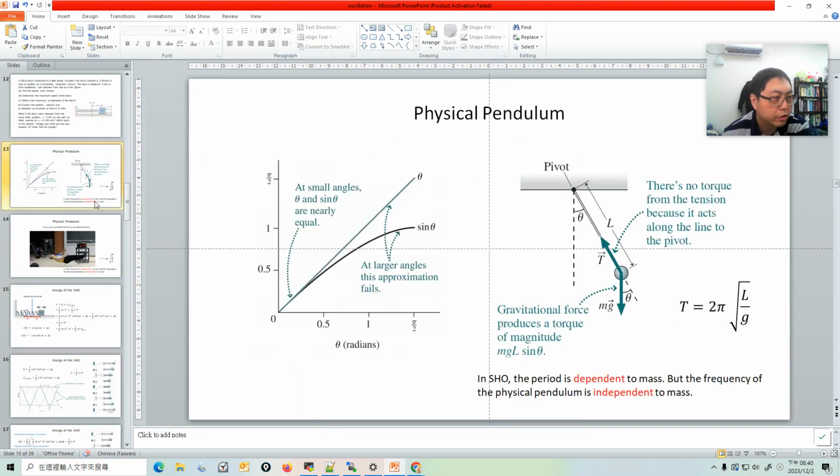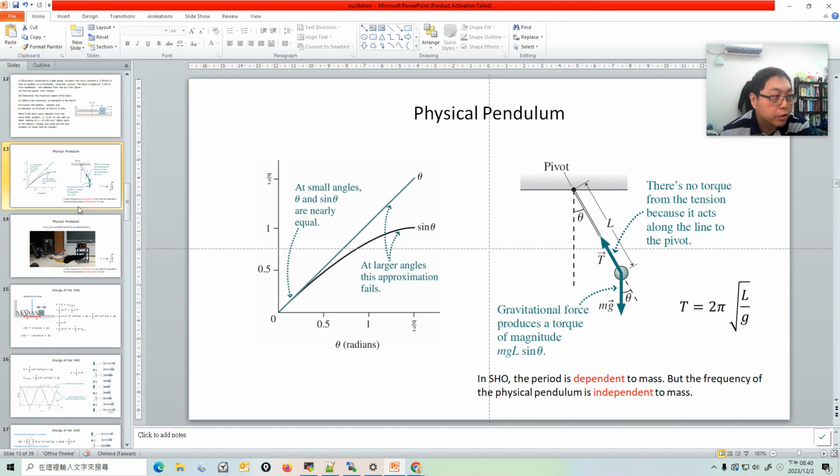It's called SHO, because at the beginning I said a pendulum is also an example of oscillation, but we're not going to talk about the pendulum in very much detail because a pendulum is a very complicated system. But what I want to share is about the pendulum.